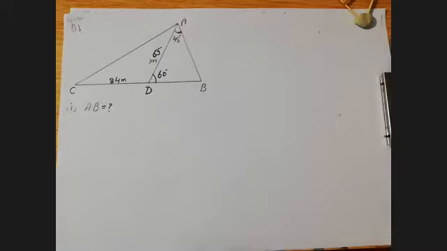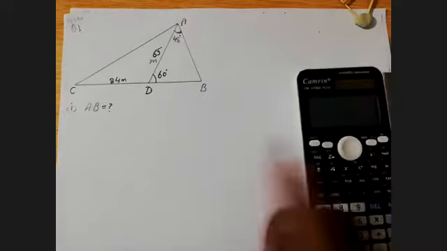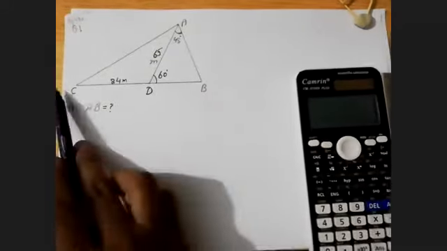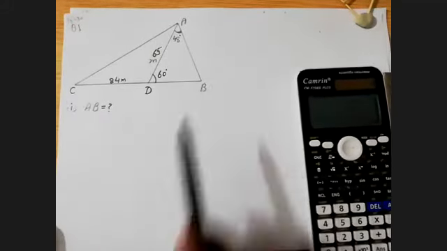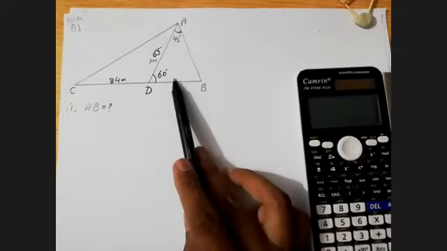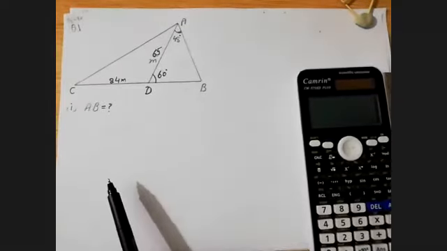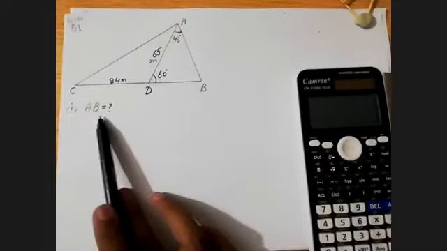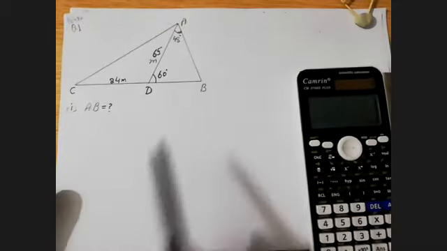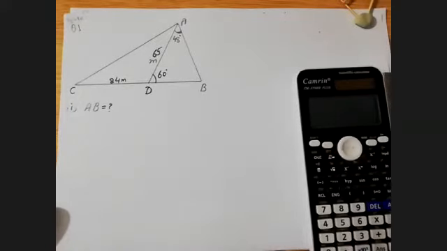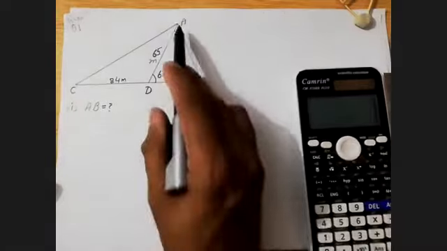Here we can see that this is a triangle ABC, and D is a point on the line BC. The angles are also given. You can see we have to find out the length AB. Now kindly find out the length AB. All of you please try to find out the length AB.